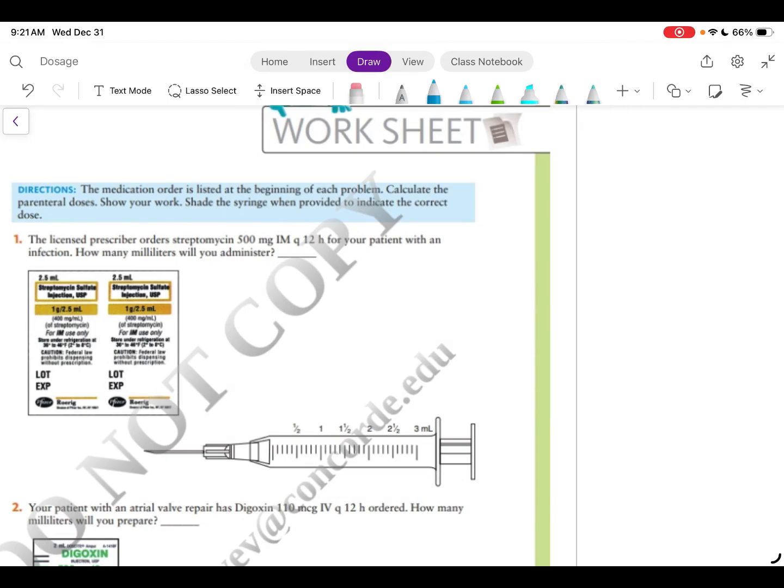So the licensed prescriber orders streptomycin 500 milligrams. How many milliliters will you give, right? So this is your order, and this is what you're looking for, right? So as I like to do, I'm going to start with my X mL. That's the milliliters that I'm looking for. In this case, I have to look at my label to figure out what my dosage concentration is. So it's right here, right? So I'm going to actually use the one in parentheses, right? So it says that 1 milliliter is equal to 400 milligrams. That's the one that I'm going to use.